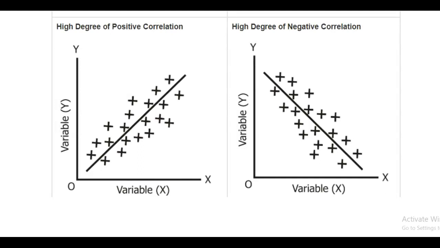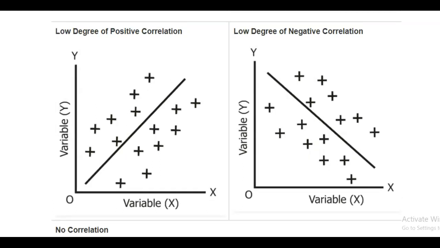Next one is high positive correlation. Here also we are plotting all the values on a graph sheet, and positive means the line goes from bottom to top, and all the points plotted are around the line, then we can call it high positive correlation. And high negative correlation, that is, high degree of negative correlation, means it is from top to bottom, and all the points are scattered around the line, then we can define it as high degree of negative correlation. So here the value of R lies between 0.5 to 1, and here -1 to -0.5.